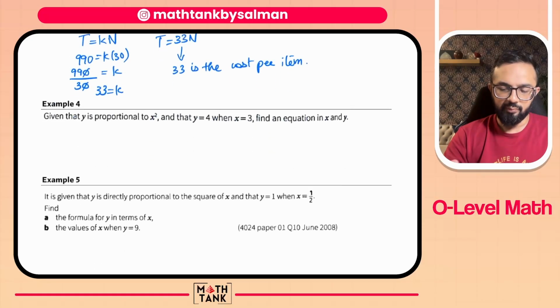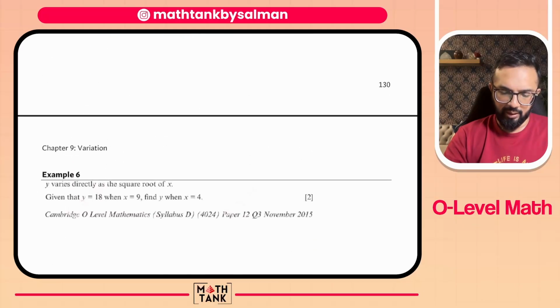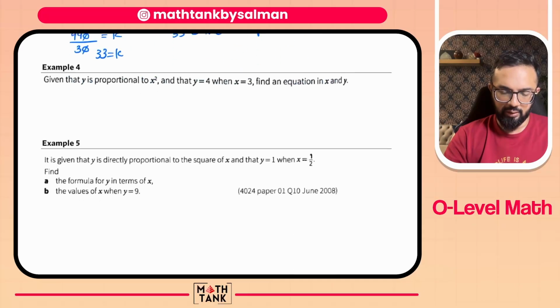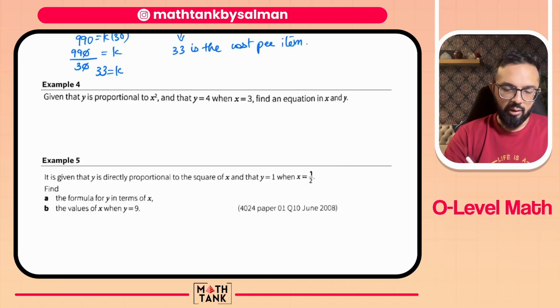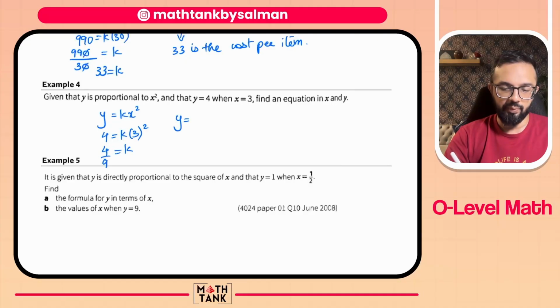Okay, let's look at some other questions before we go on to inversely proportional. Okay, this says y is directly proportional to, when it says disproportional, it also means directly proportional. So you don't need to worry about that. The k is 4 over 9. Find an equation for x and y. So that's what I've already found. So y equals 4 over 9 x squared.